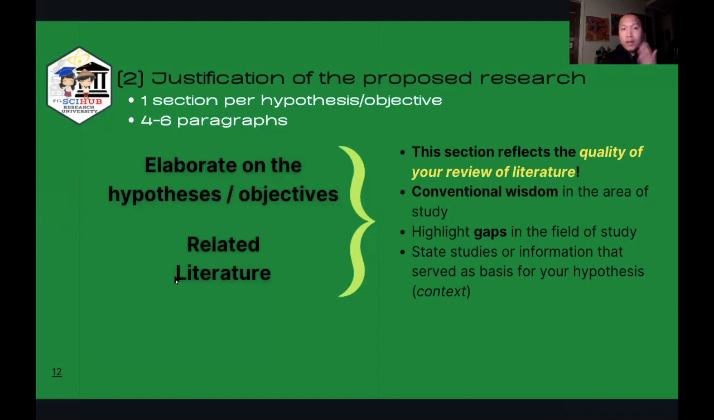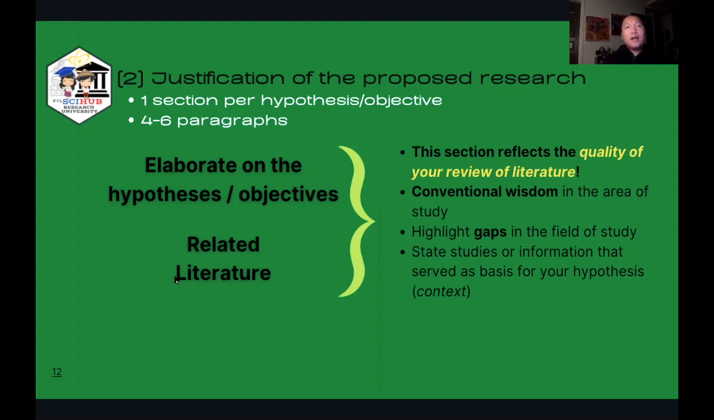So again, one section per hypothesis and per objective. Typically, the typical length that I have seen for this section ranges from 4 to 6 paragraphs, and there are 3 main components. The first of which is a more elaborate restatement of the hypothesis and the research objective. And that is typically followed by a citation of relevant literature information.